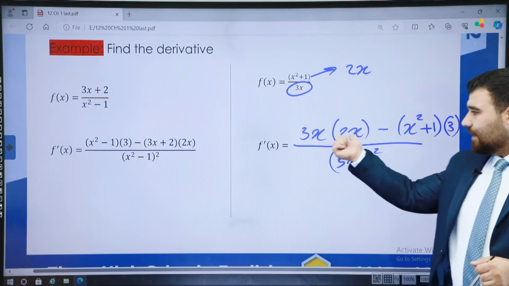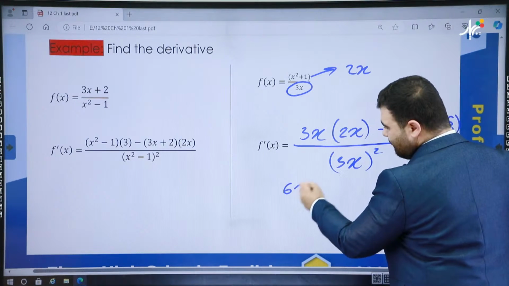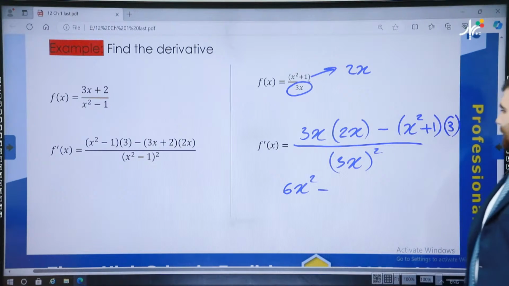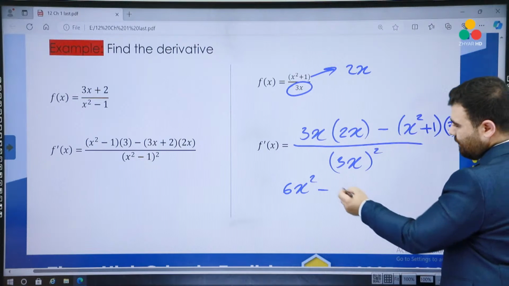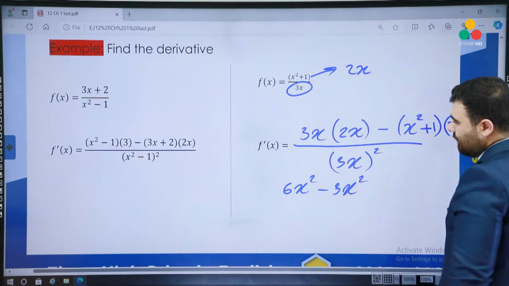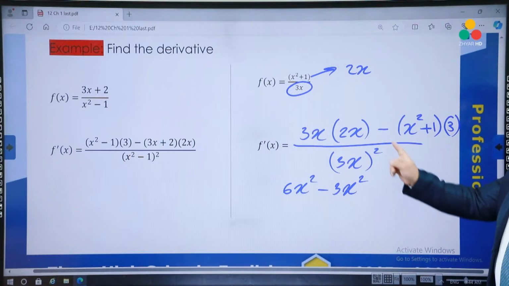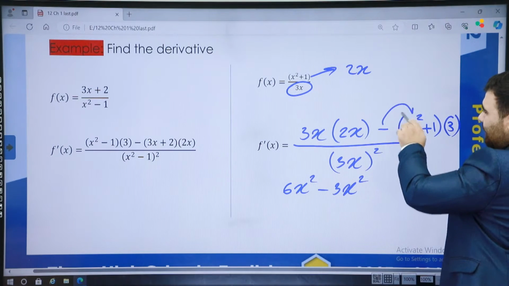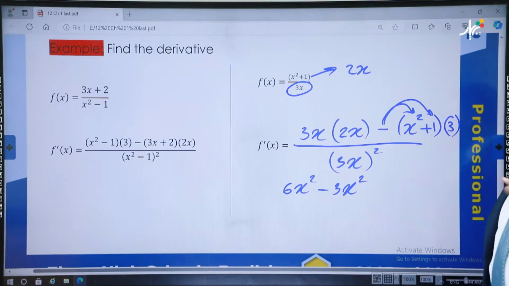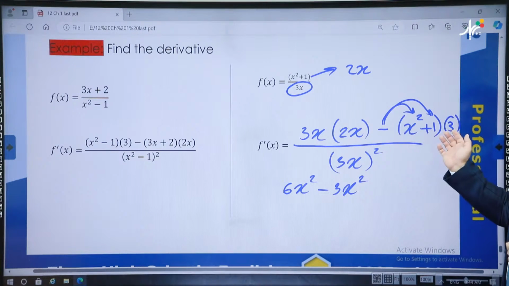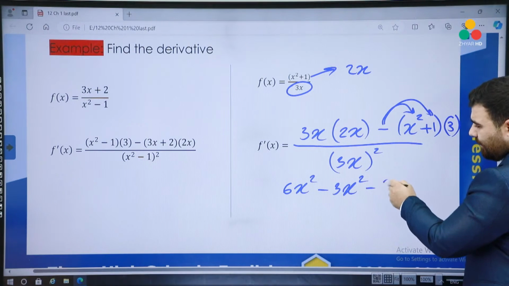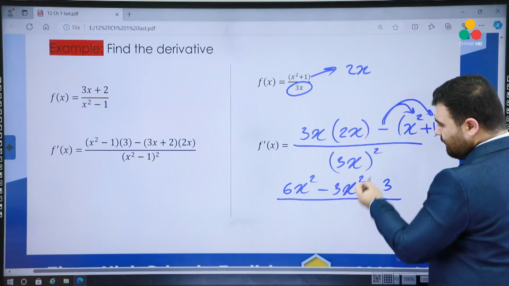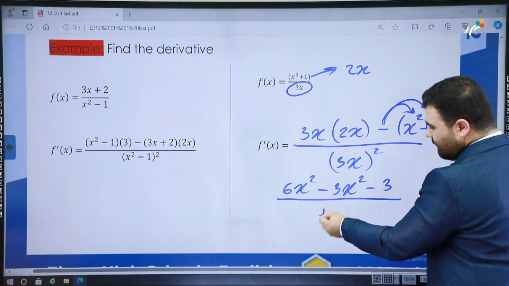Let's simplify this. 3x times 2x is equal to 6x squared. Minus 3 times x squared, with this minus, it will be minus 3x squared. There is another common mistake. This minus is for both. It makes the x squared negative and it makes the 1 negative. Now after I multiply them by the minus, they both become negative. Multiply them by 3, it will be negative 3x squared, minus 3. All over this 3x squared, we can write it as 9x.